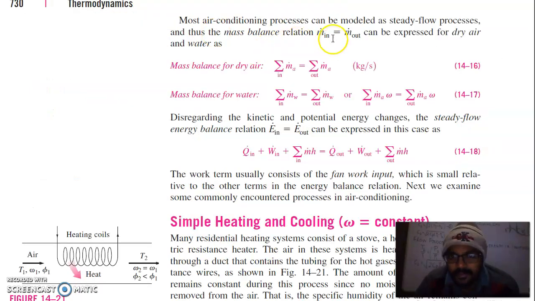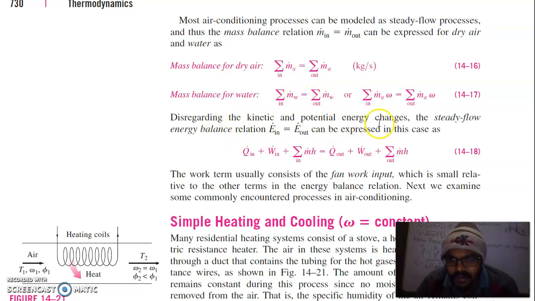Most air conditioning processes can be modeled as steady flow processes, and so the mass balance relation, mass in equals mass out, expressed for dry air and water, applies. The mass balance for dry air is mass of air in equals mass of air out. The mass balance for water is mass of water in equals mass of water out.